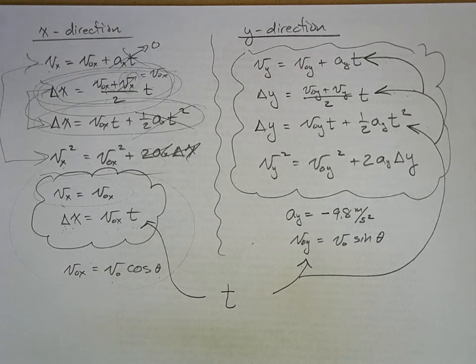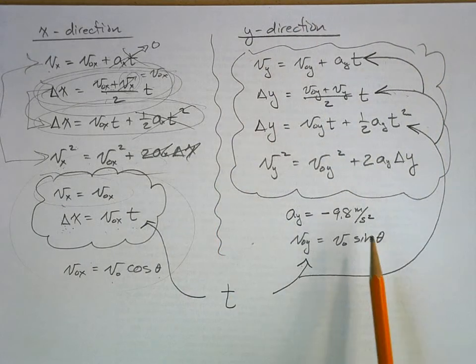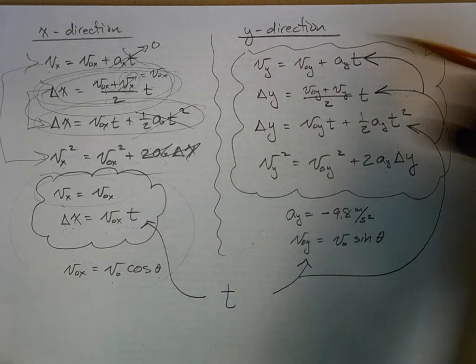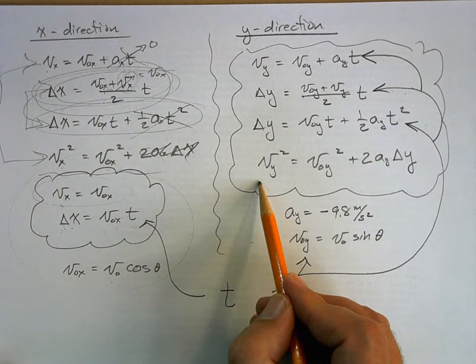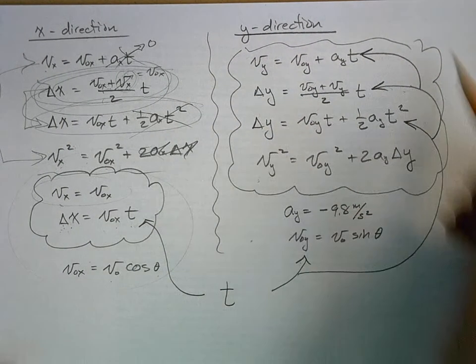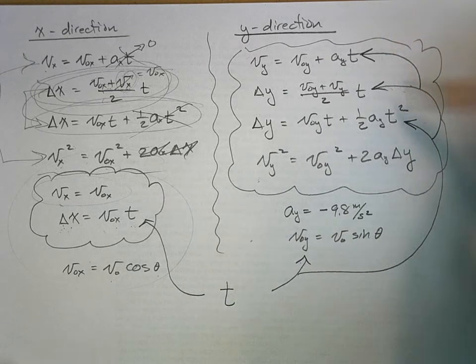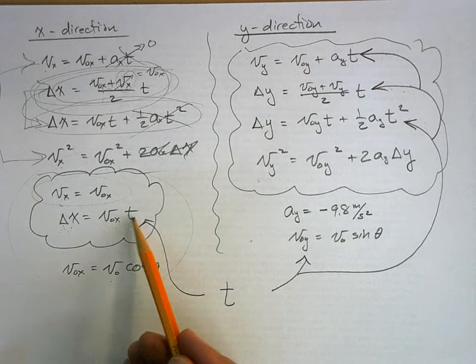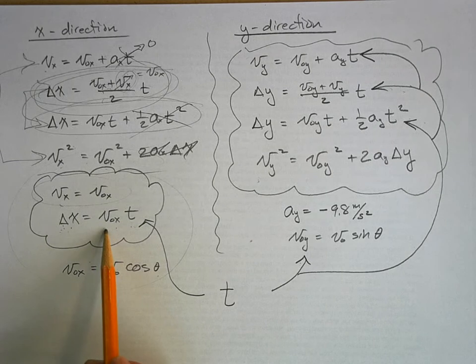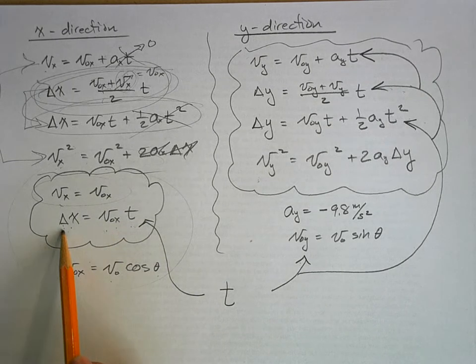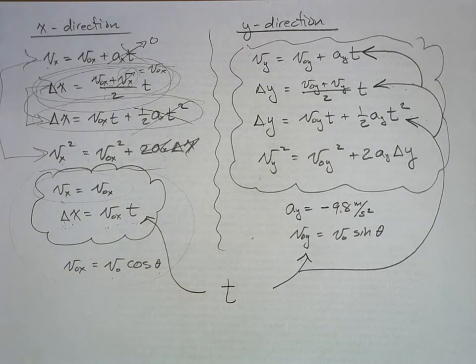Or you can do the opposite. You can look in the y direction, solve for time using one of these. Now you can't use the fourth kinematic equation to do this, but you can use the first three because they all have time in it. Solve these for time and then use that time in the x direction. You can use that to figure out what your initial velocity in the x direction was or what your delta x is, depending on what's given in the problem. Make sense?